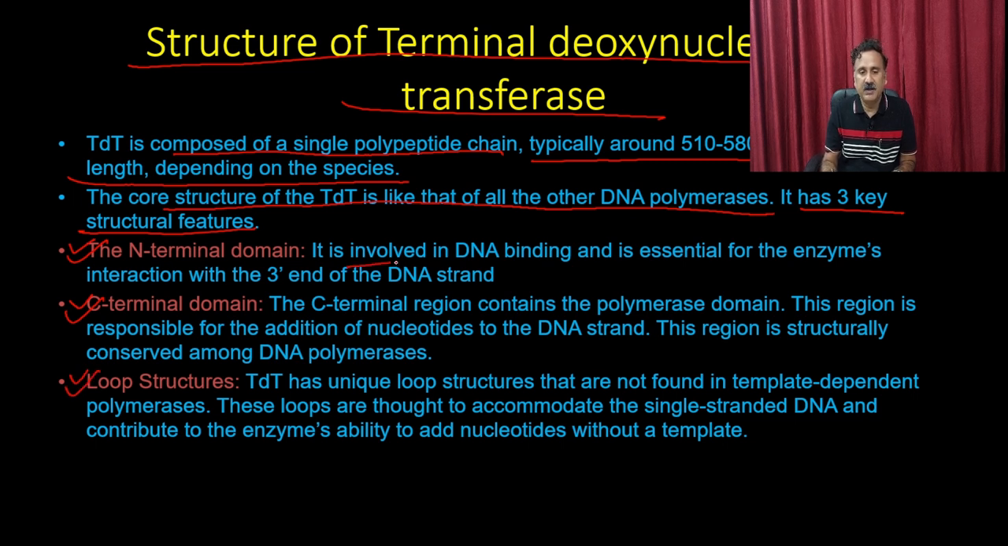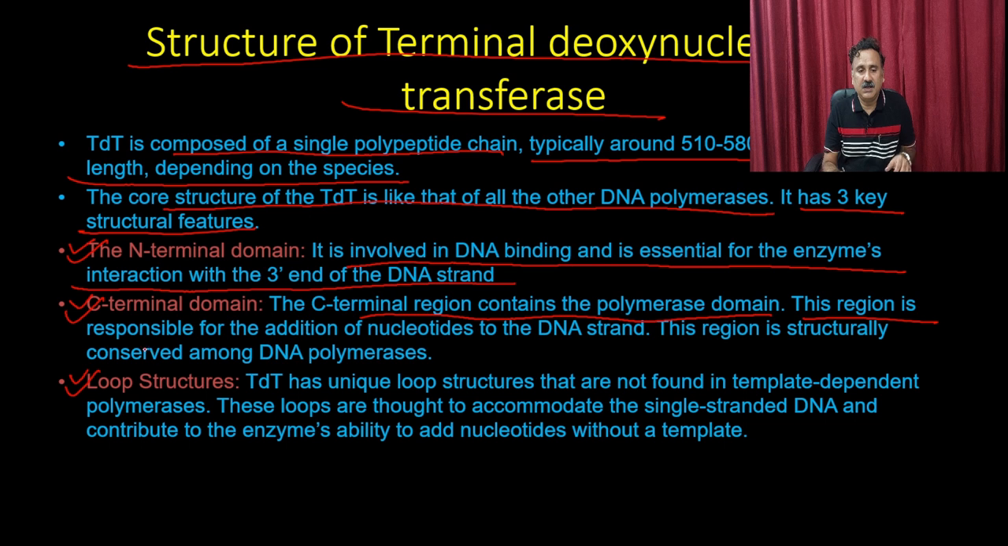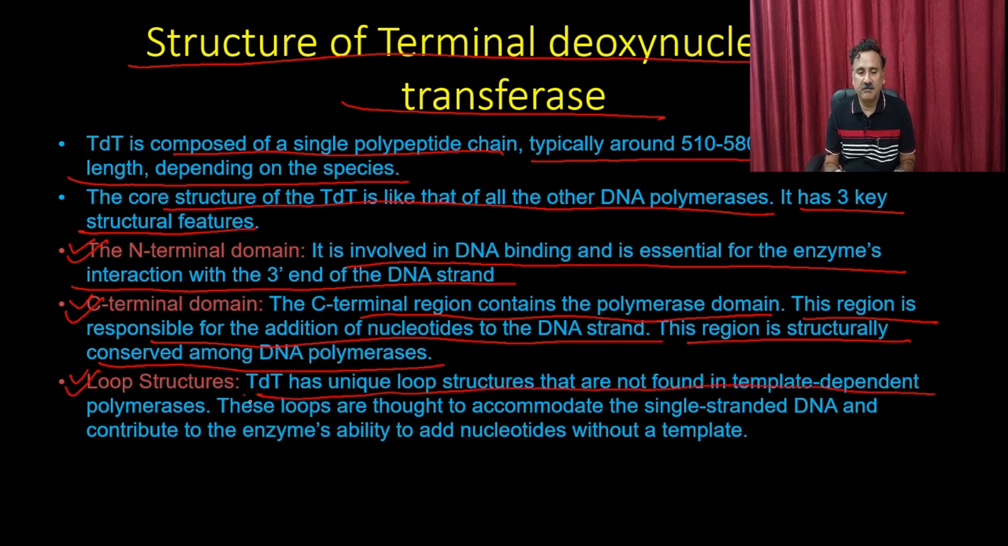The N-terminal domain is involved in DNA binding and is essential for the interaction with the 3' end of the DNA strands. The C-terminal region contains the polymerase domain. This region is responsible for the addition of nucleotides to the DNA strand and is structurally conserved among the DNA polymerases. Then it has a loop structure that has not been found in template-dependent polymerases. These loops are thought to accommodate the single-stranded DNA and contribute to the enzyme's ability to add nucleotides without a template.